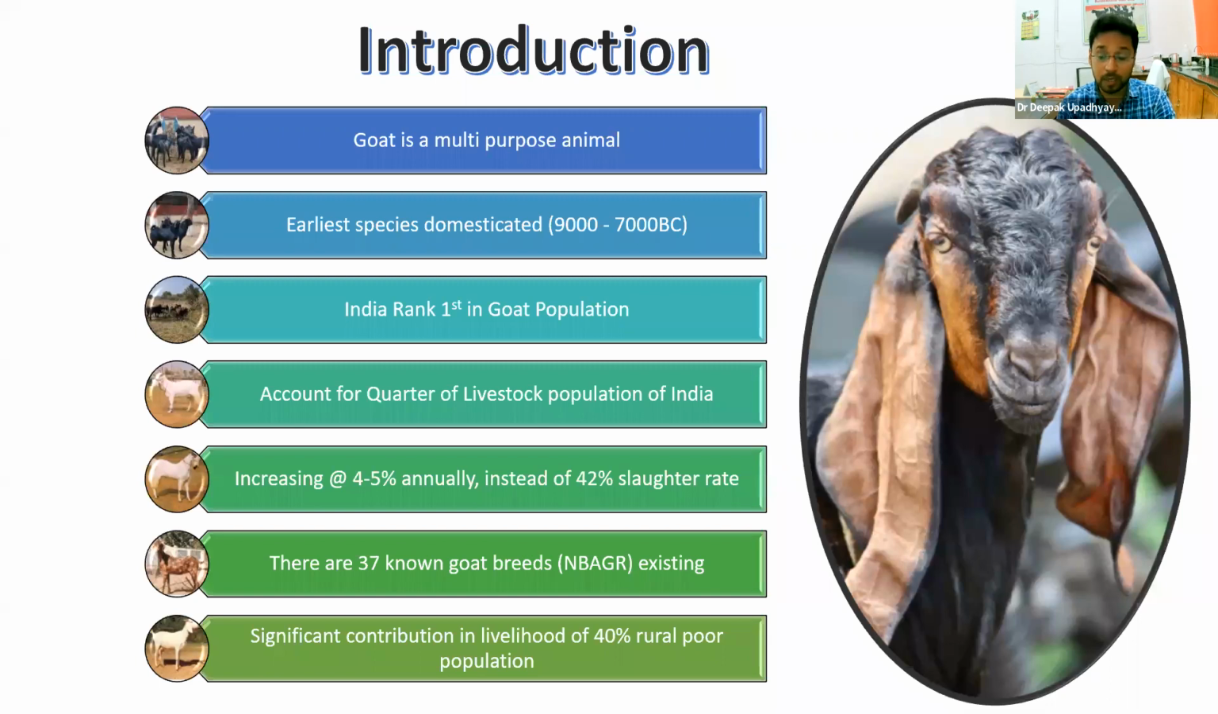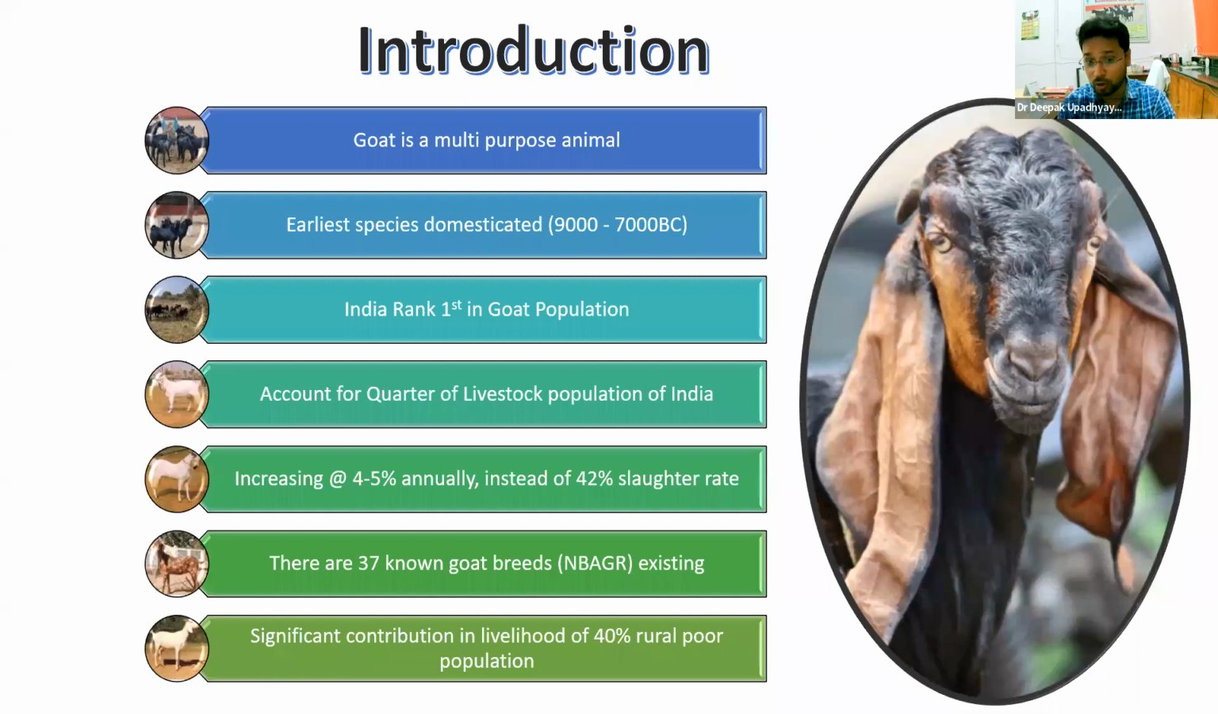The number of goats is increasing continuously, census by census. The last census was 2019 and the previous census was 2012, and we see an increase of 4 to 5% annually. I will show the number of goats slaughtered every year in India in coming slides. Even after the huge number of goats slaughtered every year, the number of goats is increasing. This shows there is high interest in rearing goats nowadays.